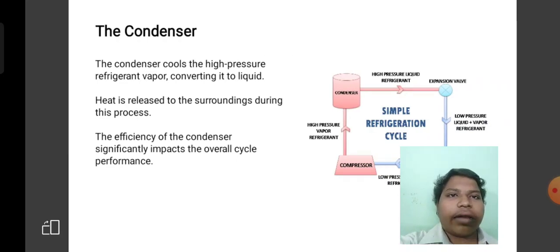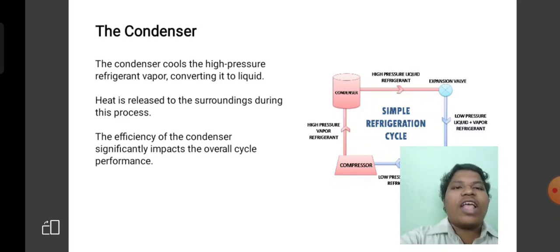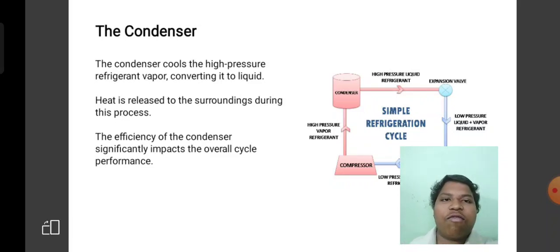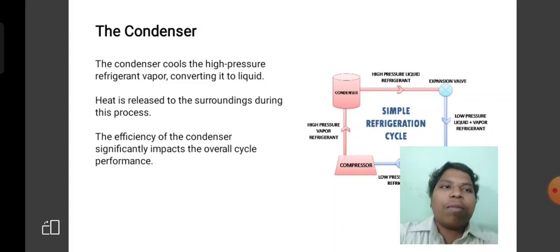The condenser. The condenser cools the high pressure refrigerant vapor, converting it to liquid. Heat is released to the surroundings during this process. The efficiency of the condenser significantly impacts the overall cycle performance.